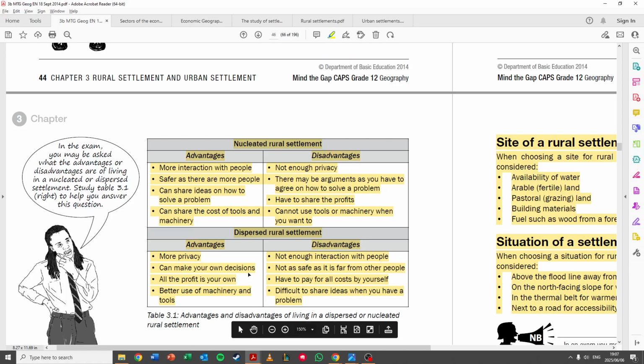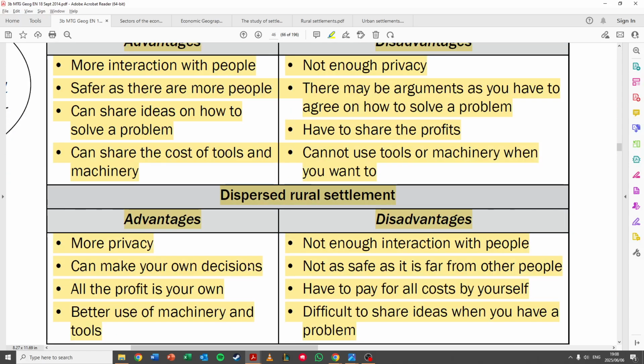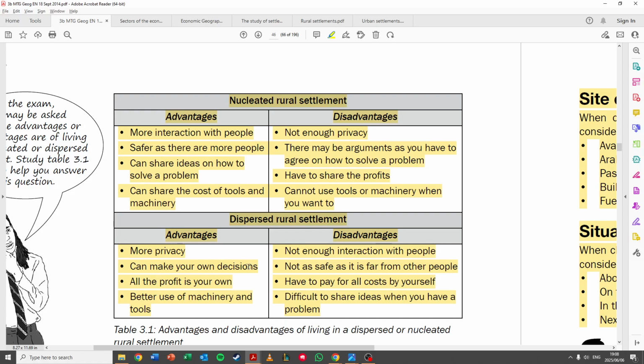Okay, then for your different types of settlements, there's obviously going to be advantages and disadvantages for both. You need to know this. If they were to ask something like this, it can be a bit of a longer or even a medium type question where you actually have to explain a little bit more. For a nucleated rural settlement, so once again, everything is close together. The advantages. First of all, there's going to be more interaction with people because everything is a lot closer to one another.